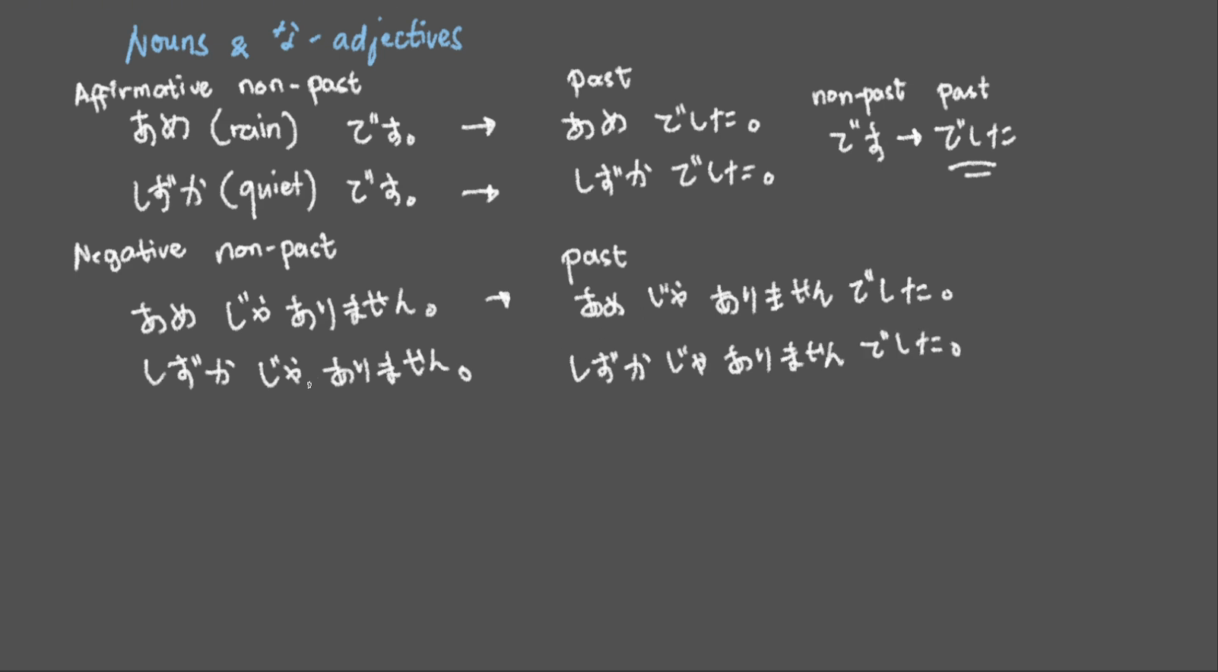So it's basically the same. Ja arimasen here, ja arimasen, but with added deshita at the end. So non-past is ja arimasen, past is ja arimasen deshita. So this is how you make a noun or a na-adjective sentence into the past tense. As for affirmative, you make it past with deshita. Negative is ja arimasen. You make it into past, ja arimasen deshita. Okay, moving on to the next one.